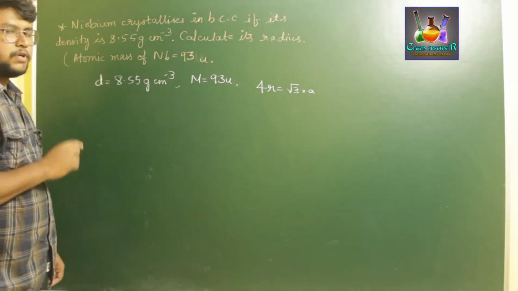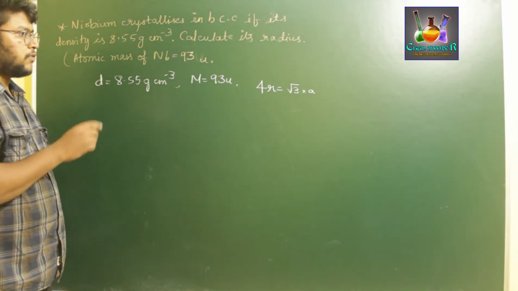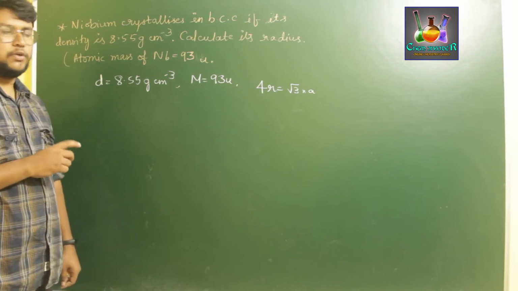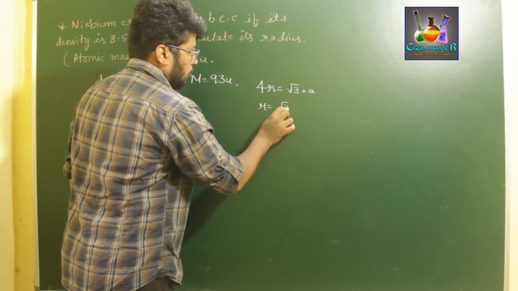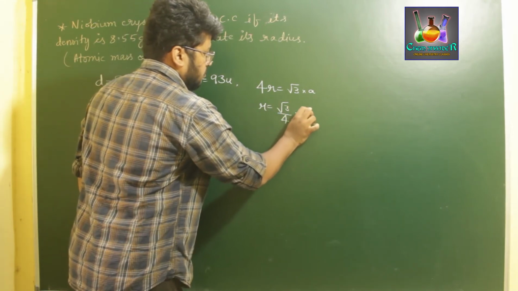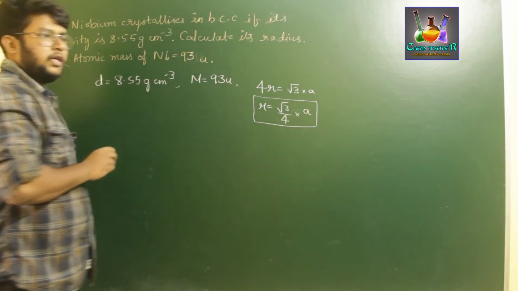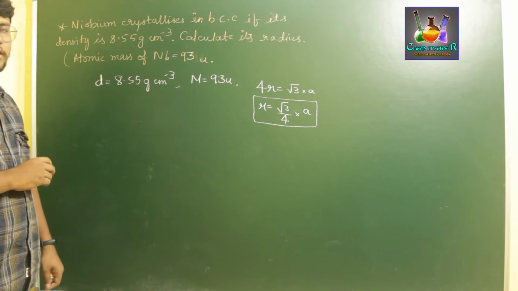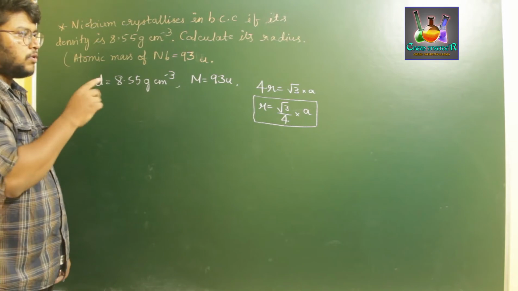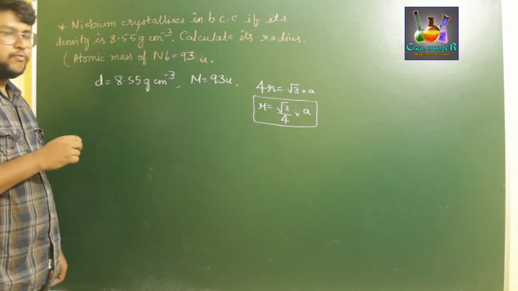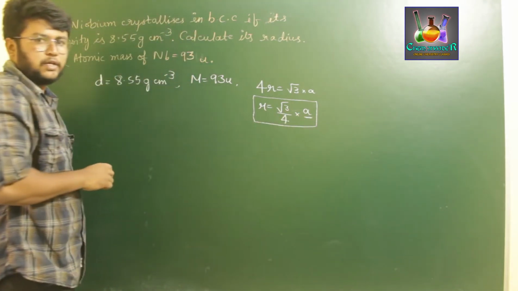We discussed this equation in the packing efficiency determination of the BCC lattice, where 4r is equal to root 3 into a. If you use this equation, we can find r if we know the edge length of the unit cell which is being formed. So this is the formula we can use for determining the radius of the niobium crystal, because in a BCC lattice r is equal to square root of 3 into a divided by 4. That means we need to know the value of the edge length of the unit cell.